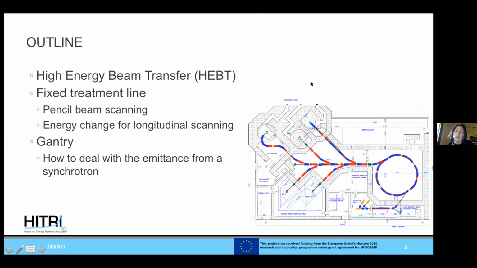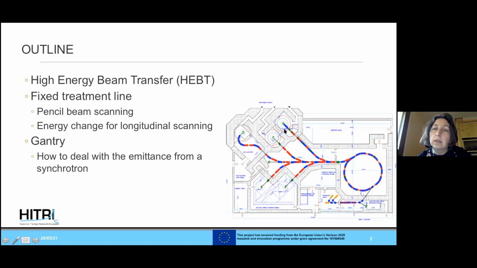In this configuration, which is what is planned for CNAO, we have three treatment rooms here, where the patient is sitting. So you basically have the beam coming from the synchrotron, you bend it with these red things that represent dipoles. Then you transport it and focus with quadrupoles, and then you have a special system to precisely deliver the dose to the patient.